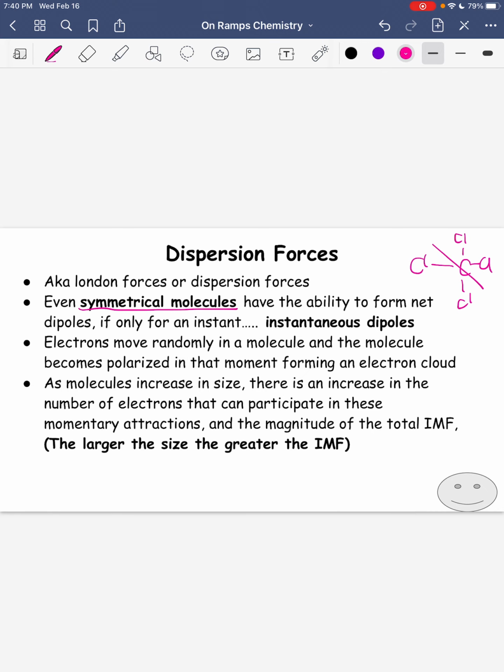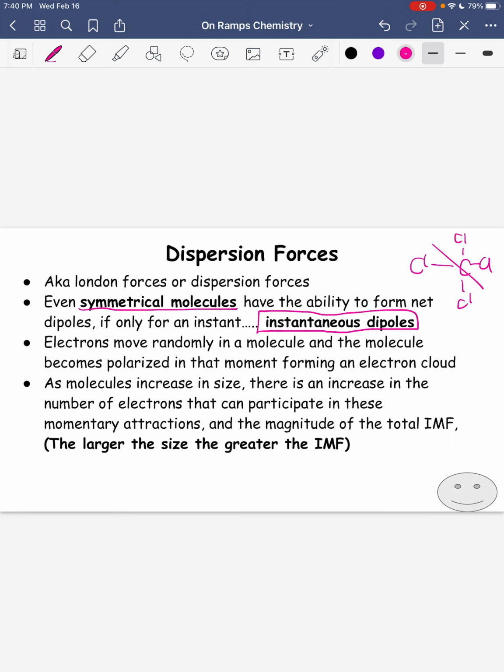So they don't have a permanent dipole. But for a second they form a dipole. So that's why we call it an instantaneous dipole. It's just for a little bit. So when you talk about dispersion forces, they're also known as London forces or instantaneous dipoles. And they happen in symmetrical molecules.